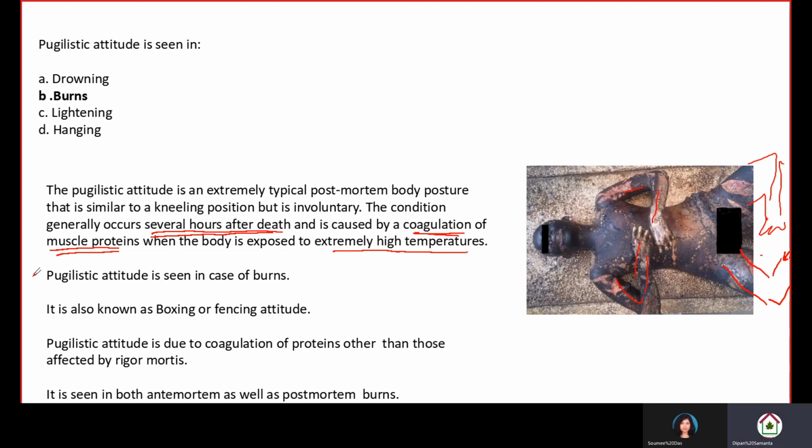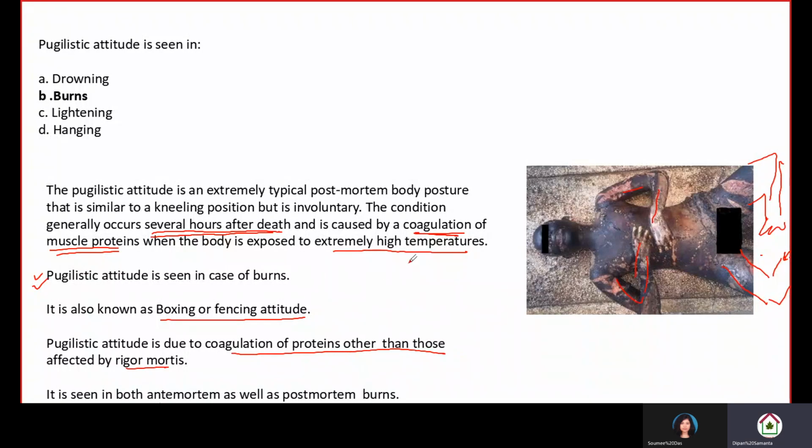So pugilistic attitude is only seen in case of burns, and is also known as boxing or fencing attitude. It is due to coagulation of proteins, other than those affected by rigor mortis, and is seen both in antemortem as well as postmortem burns. So burns before death and burns after death, in that also pugilistic attitude is present.